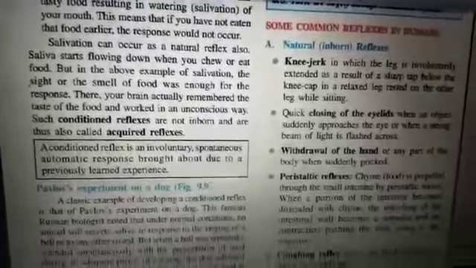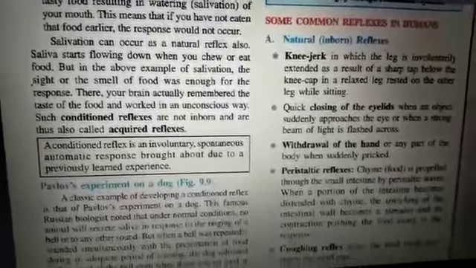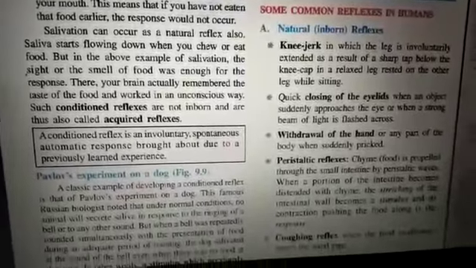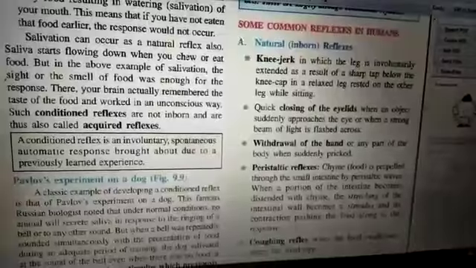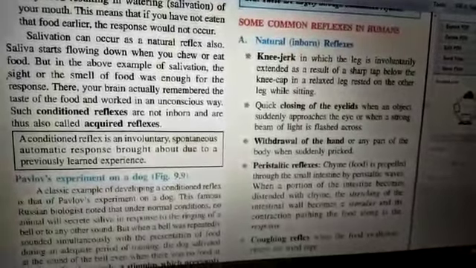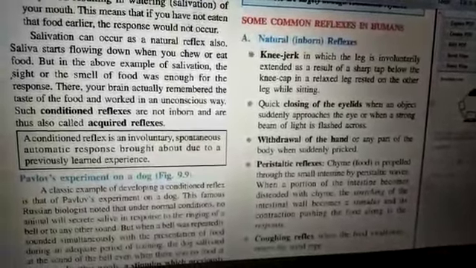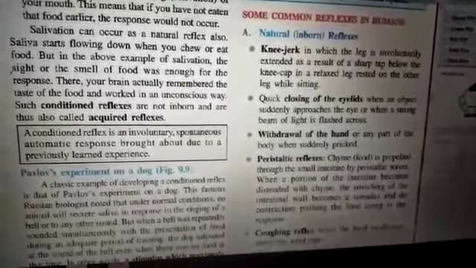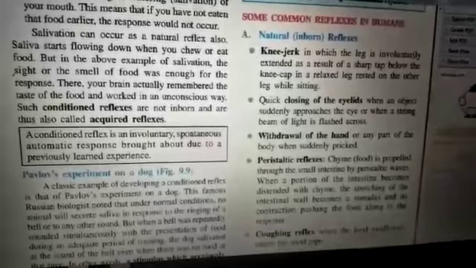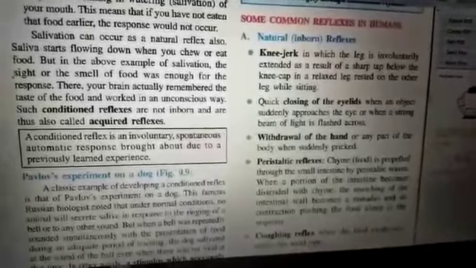Further, we'll see some reflexes in humans which are very common, like natural. Only the examples are given. Knee jerk, in which the leg is involuntarily extended as a result of a sharp tap below the kneecap, and a relaxed leg rested on the other leg while sitting. Okay, पाँव के ऊपर पाँव रख के बैठने का जो सीन है उसी के बारे में एक्सप्लेन किया है, knee jerk.